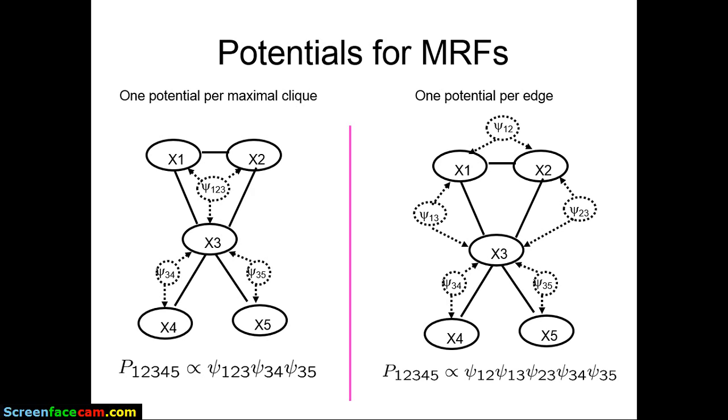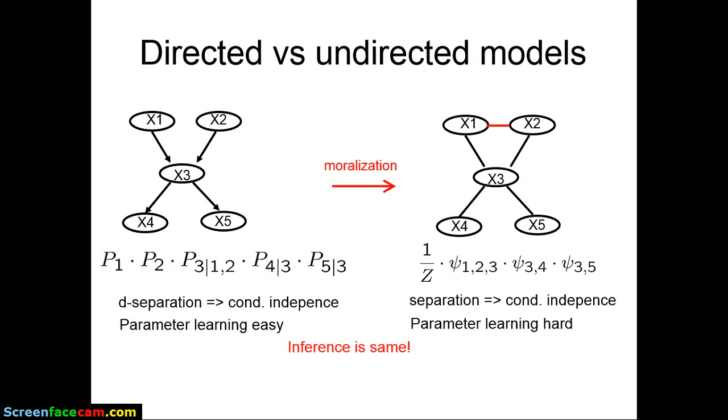It can be stated that for one potential per maximal clique, the probability of 1, 2, 3, 4, 5 is directly proportional to psi of 1, 2, 3 times psi of 3, 4 times psi of 3, 5. In the per-edge case, the probability of 1, 2, 3, 4, 5 is directly proportional to psi of 1, 2 times psi of 1, 3 times psi of 2, 3 times psi of 3, 4 times psi of 3, 5.